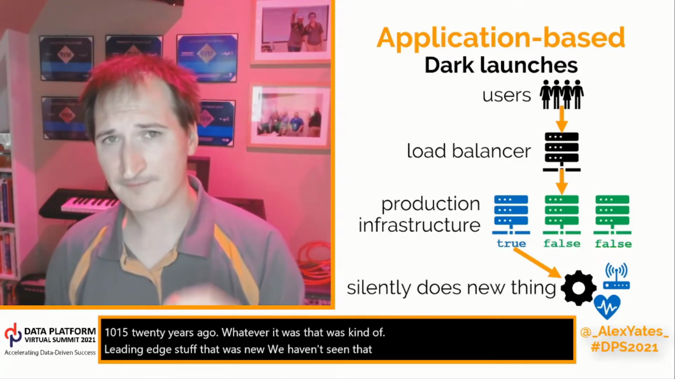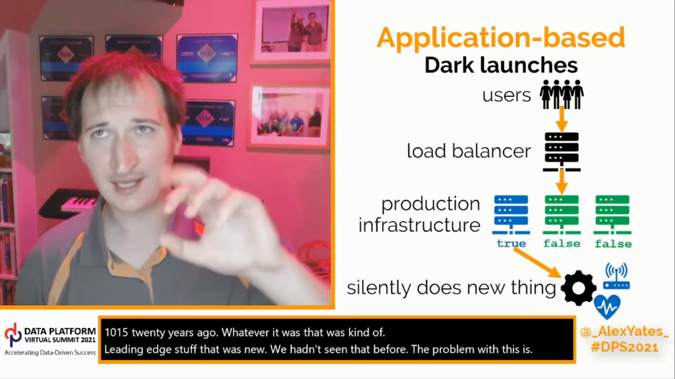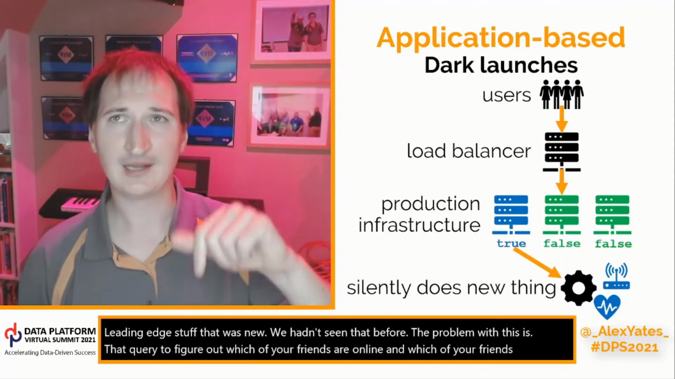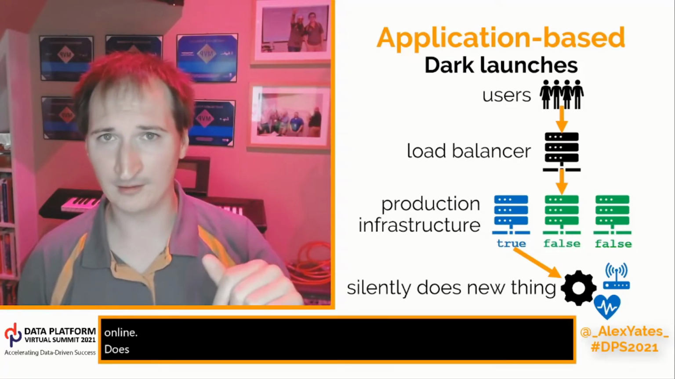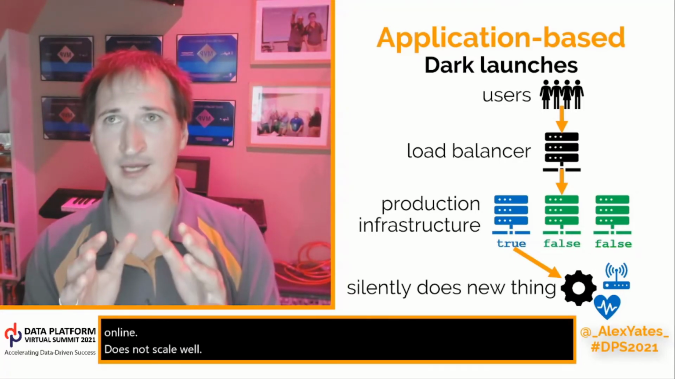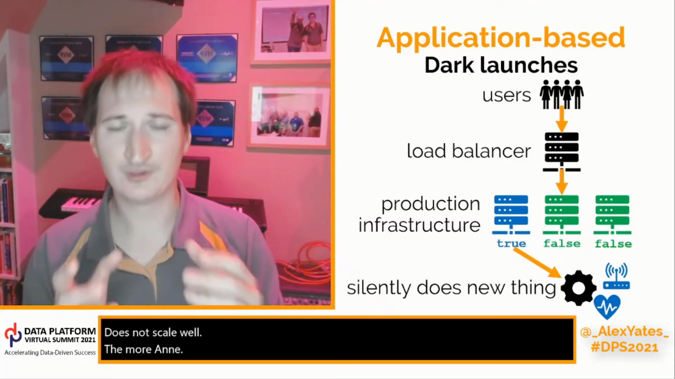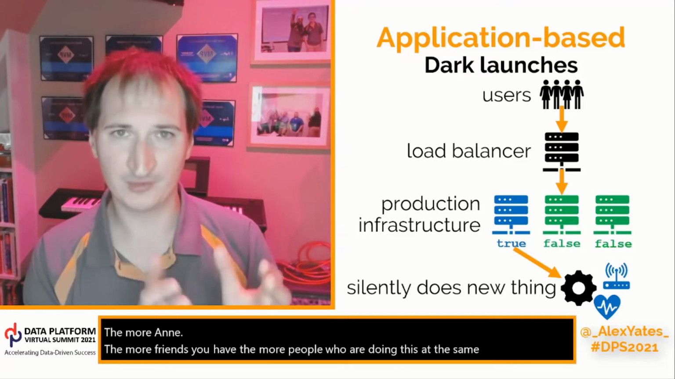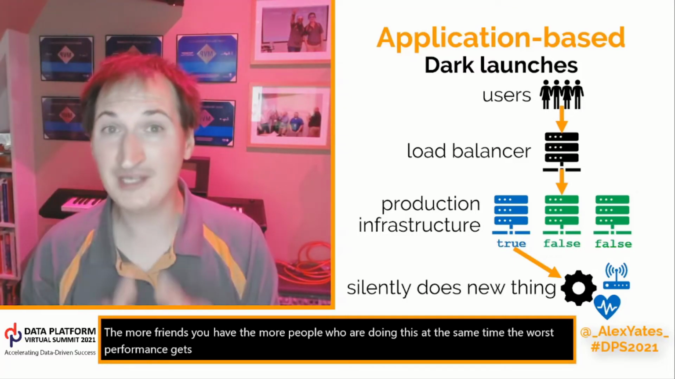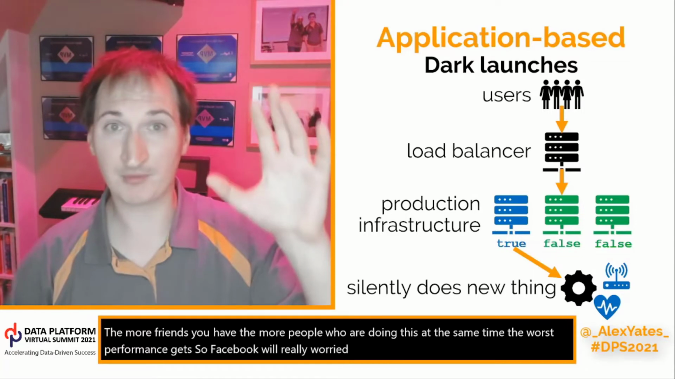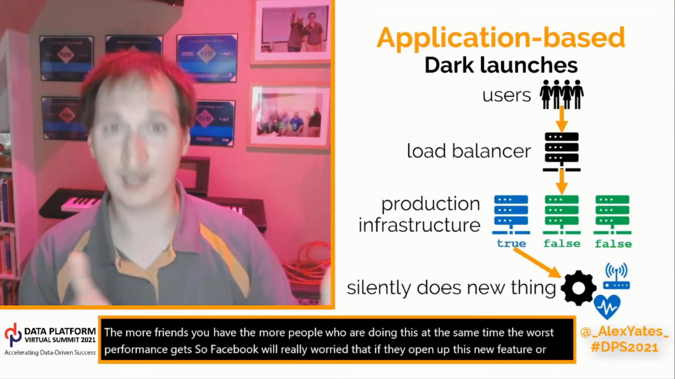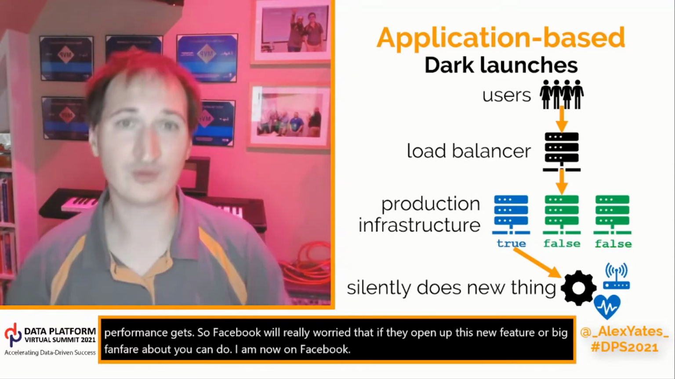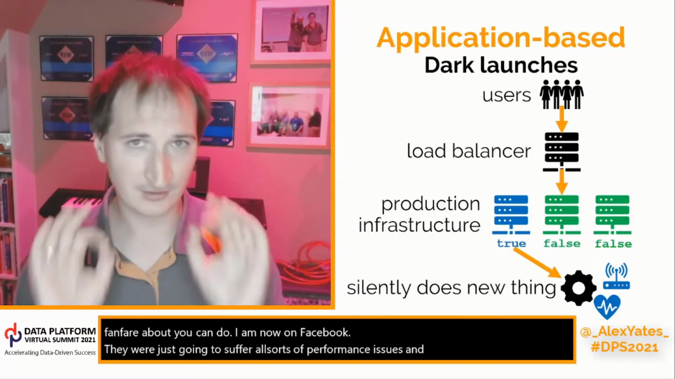The problem with this is that the query to figure out which of your friends are online and which of your friends are not online does not scale well. The more friends you have, the more people who are doing this at the same time, the worse the performance gets. So Facebook were really worried that if they open up this new feature with a big fanfare about you can do IM now on Facebook, that they were just going to suffer all sorts of performance issues and take the site down. And that's not something they were willing to commit.